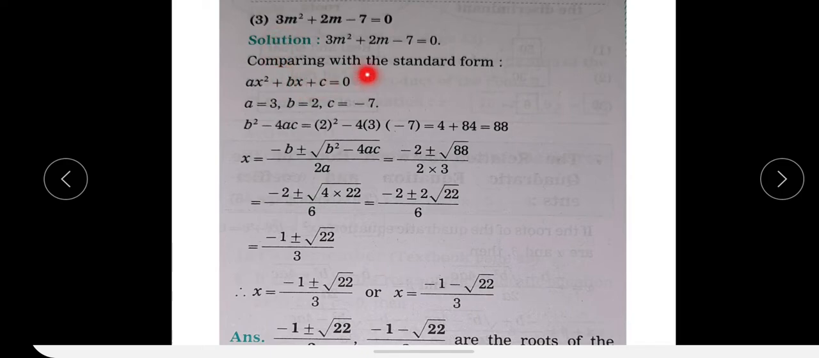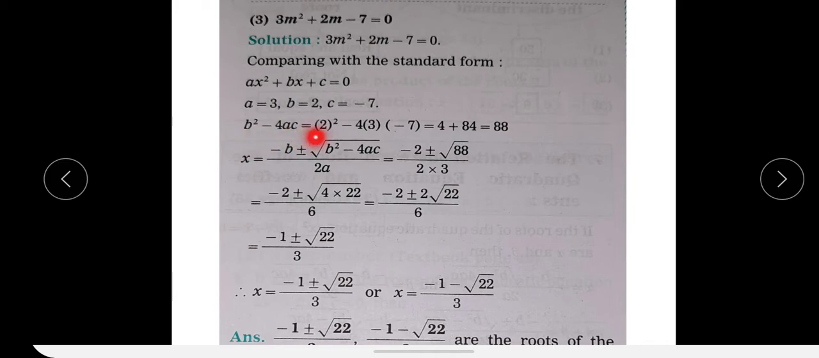Now consider the given equation as it is and compare it with the standard form ax square plus bx plus c is equal to 0. You can write here, instead of x, the given variable in the example, that is am square plus bm plus c is equal to 0, and then compare it. You will get the values of a, b and c. a is equal to 3, b is equal to 2 and c is equal to minus 7. Take the value of c as minus 7 with its sign, not only 7.